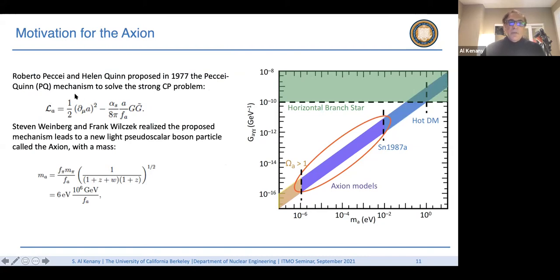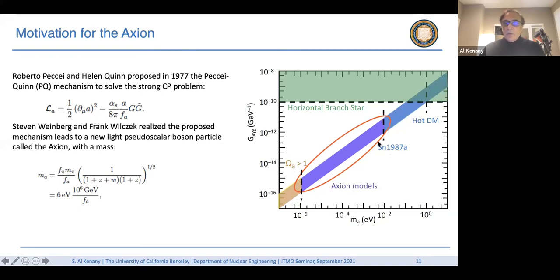I show here the solving of the strong CP problem in the Lagrangian. And then Steven Weinberg and Frank Wilczek proposed a mechanism that leads to a new light boson particle, which we call the axion. And then there is a calculation for the mass. It is a very complicated calculation with the cosmological background, where this axion field could exist, and what the mass constraints are. There is a supernova constraint, a horizontal branch stars constraint, and of course the expansion of the universe.